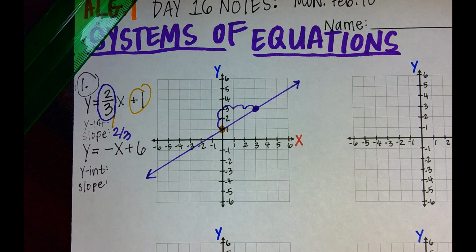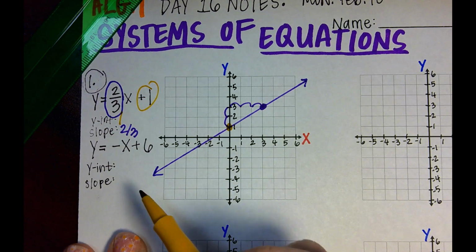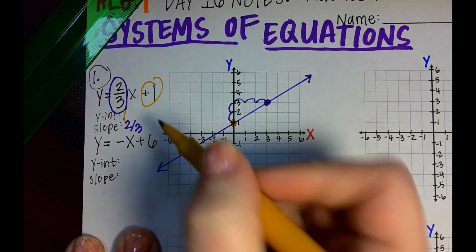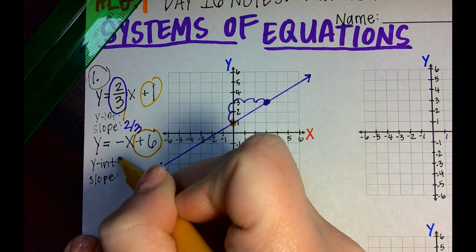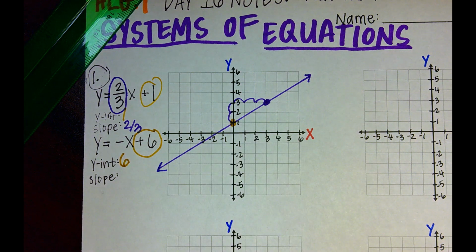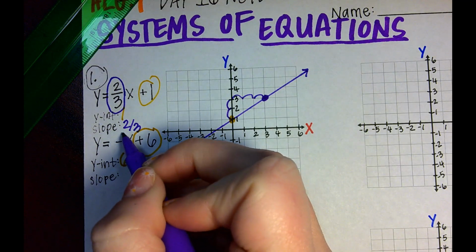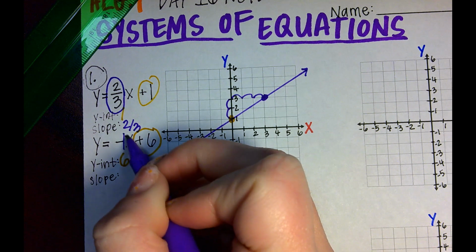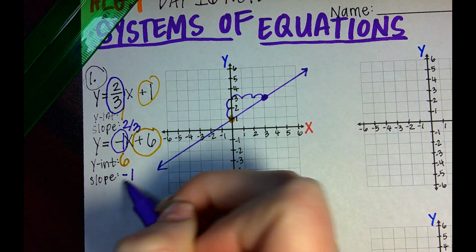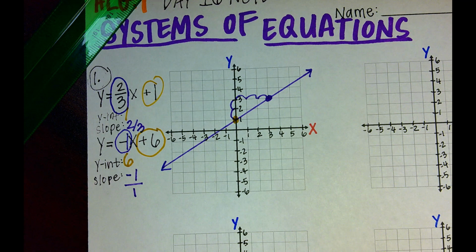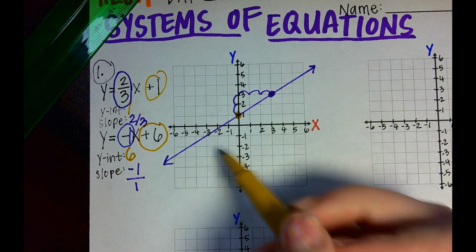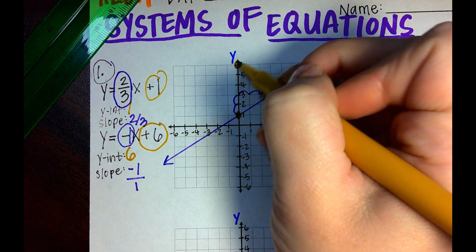Now let's look at our second line. What would our y-intercept be for y equals negative x plus 6? 6. Good. My y-intercept is 6. And what's my slope? Perfect. I have a negative x, which means our slope is negative 1 over 1. So where does my first point go? Positive 6 on the y-axis.